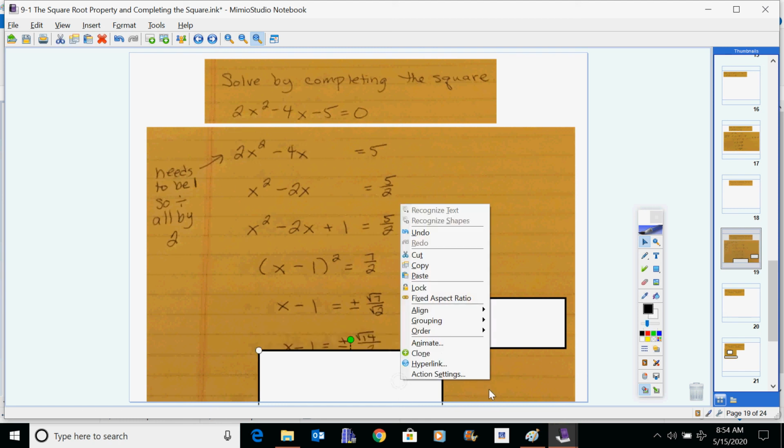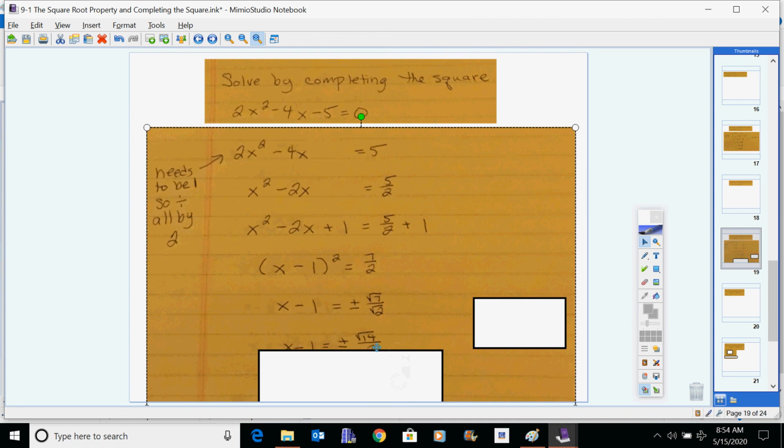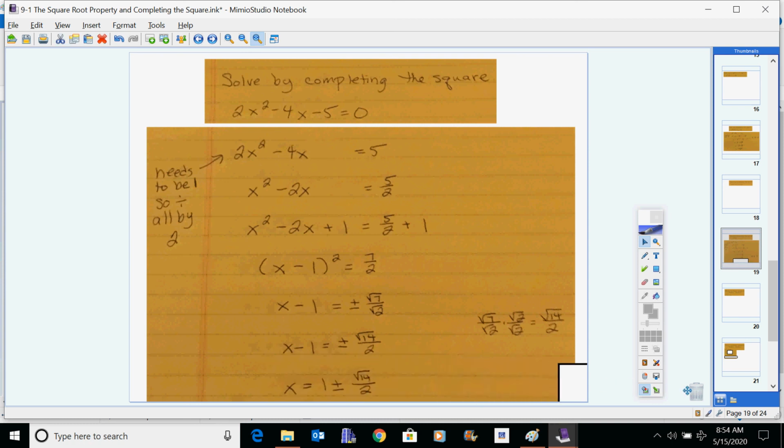Now the interesting thing here is our square root of 2 doesn't square root easily. So what do we do about that? We need to make sure we rationalize the denominator, like from before. You have a square root 2, you have a square root 2. That's going to give you a square root 14 in the numerator. We still have our plus or minus. And our final step is to add 1.